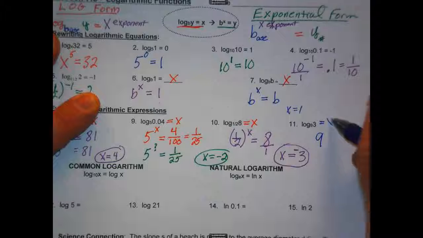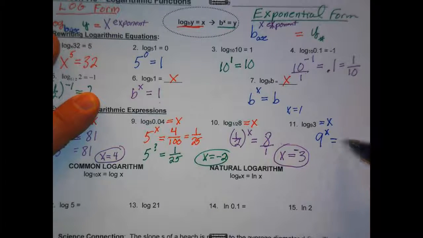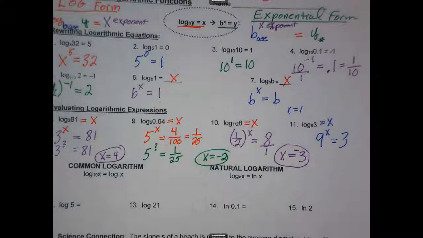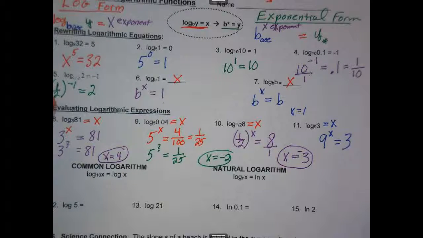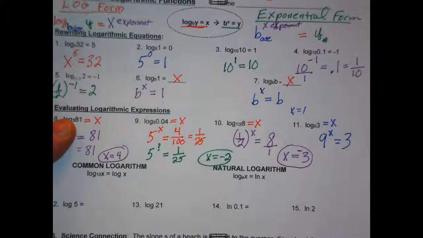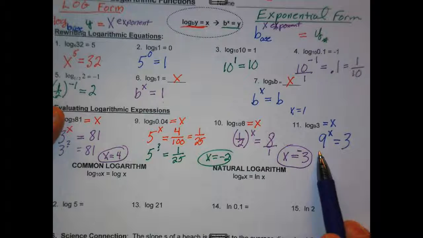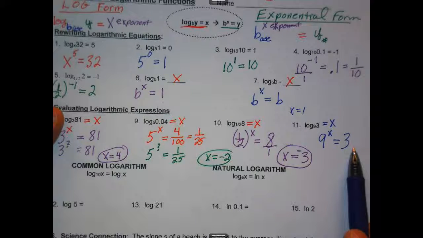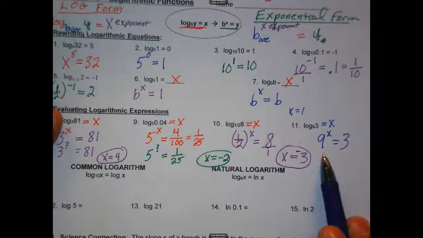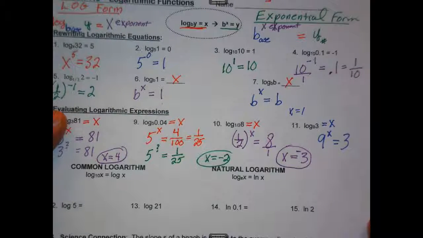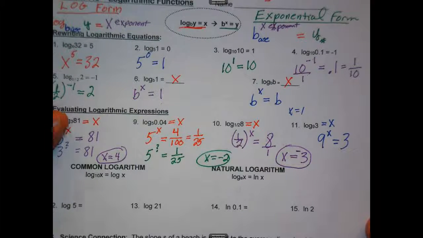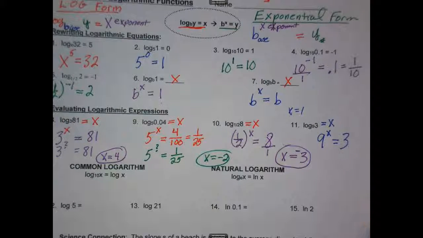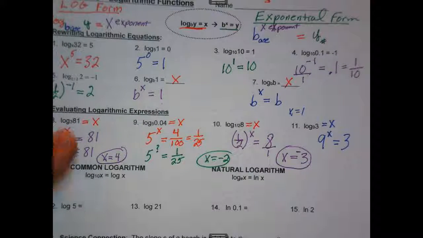9 to the what equals my solution 3. Okay, so how do I get from 9 to 3? Is there a relationship between 9 and 3? They go into each other. What'd you say? So 3 what is 9?